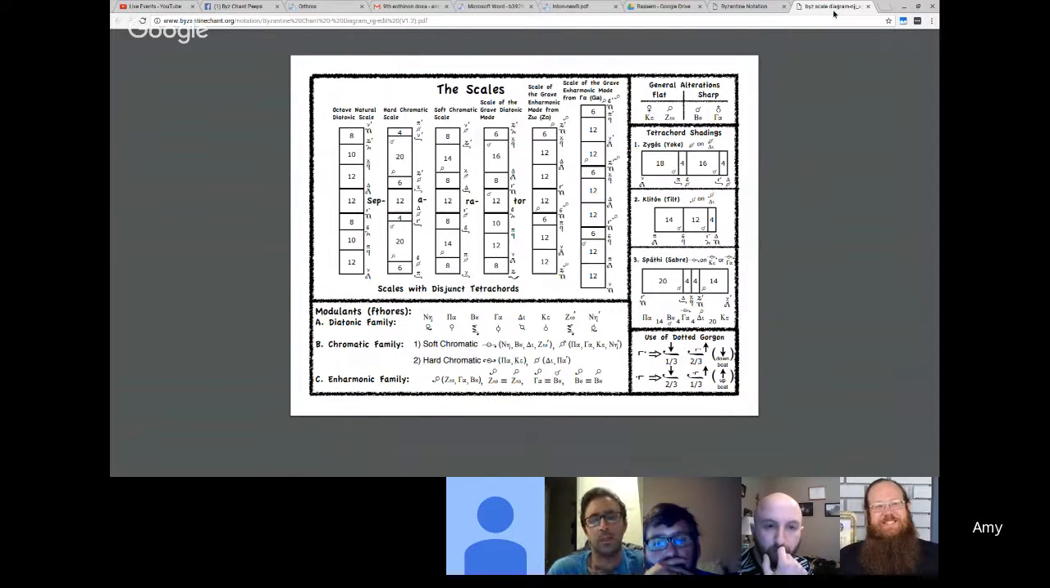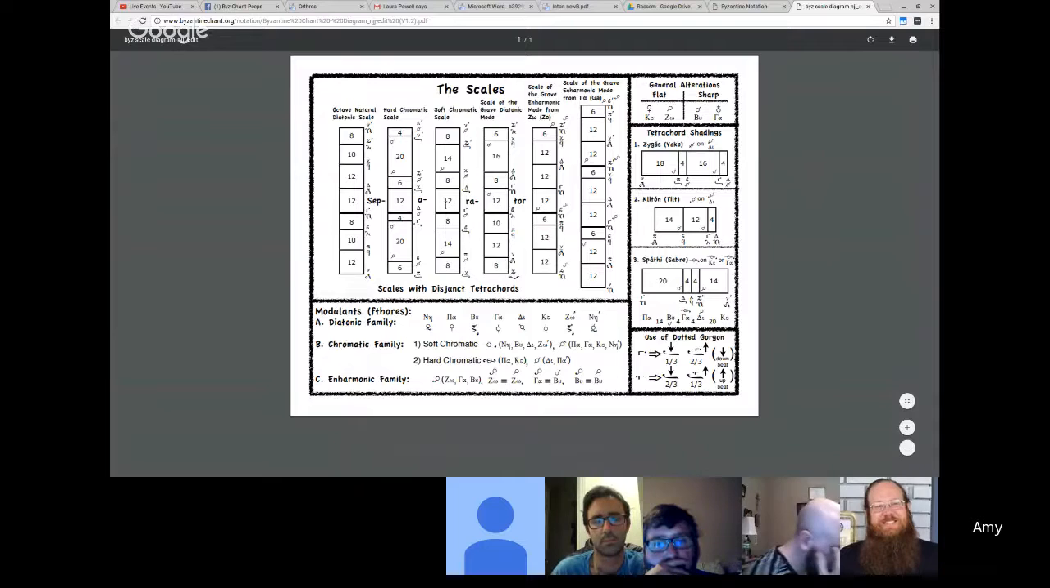So, this summer I started comparing things. The first thing that stuck out to me is that the Di and the diatonic are the same as the Di and the soft chromatic. And that there's this 12 here.